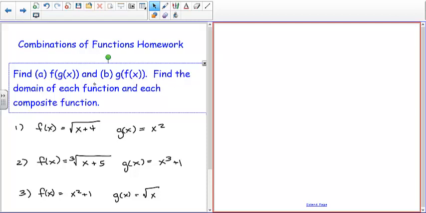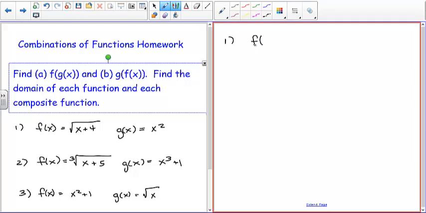So here's the problem. What we're going to do is find f of g of x and g of f of x, where we give you an f of x and a g of x. Okay, so this is problem number 1. So you can see what f of x and g of x are.